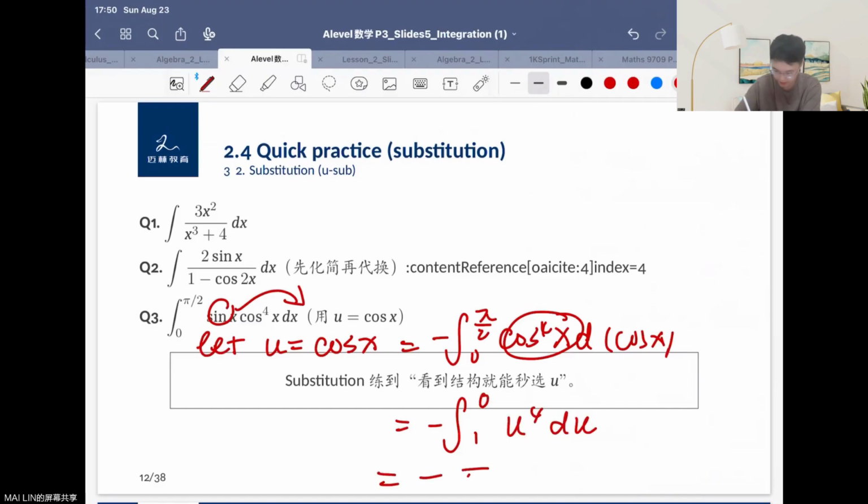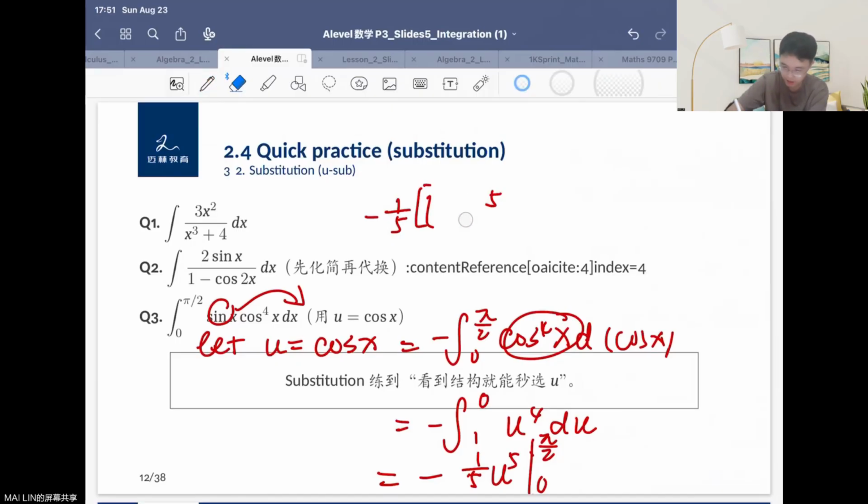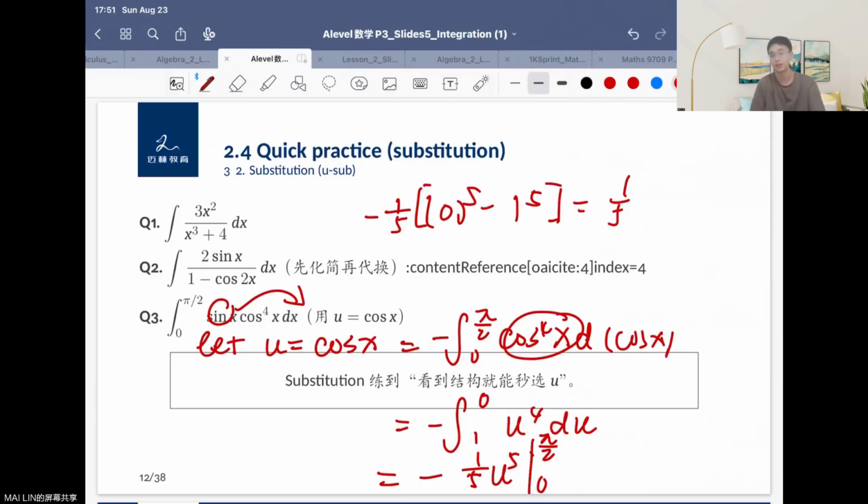So we can also set u to the power 4 du, right? So it's negative 1 over 5 times u to the power 5. Here it's from 0 to pi over 2, right? So you can put pi over 2 and 0 into it. So that is negative 1 over 5. Sorry, here the limits are 1 and 0. Oh, sorry, here is 0 to the power 5 and minus 1 to the power 5, right? So the value here is 1 over 5. Okay, that is for question 3 here, okay?